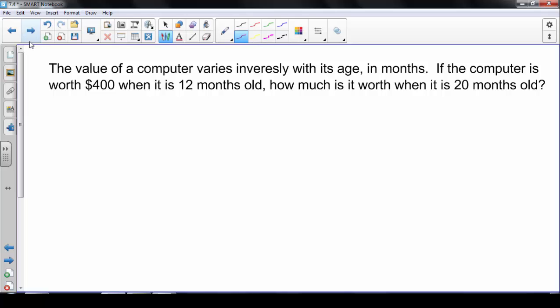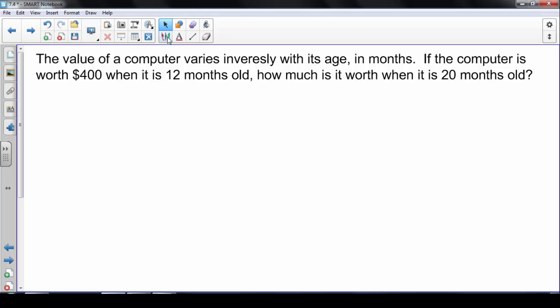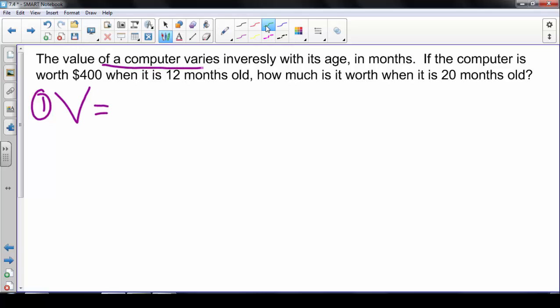Alright, so same type of problem. I'm not breaking down the steps for us each time in the instructions, but we're still going to break them down together. So first things first, get our general equation. So the value of the computer varies inversely with its age in months, so I'm going to go ahead and use M.